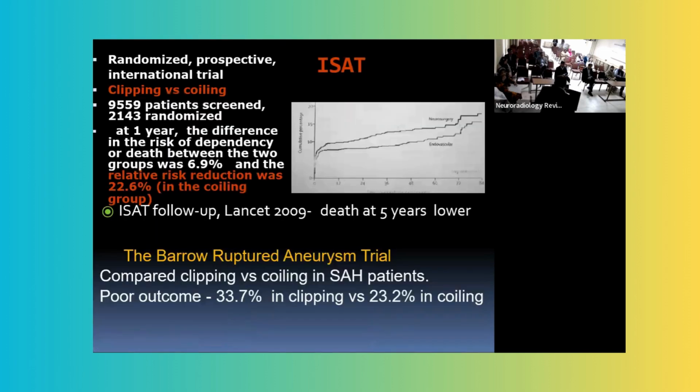So there are multiple different trials regarding clipping and coiling, the famous ISAT trial and the Barrow Ruptured Aneurysm trial. The ISAT trial showed that the relative risk with aneurysmal coiling is less, approximately 22.6%.